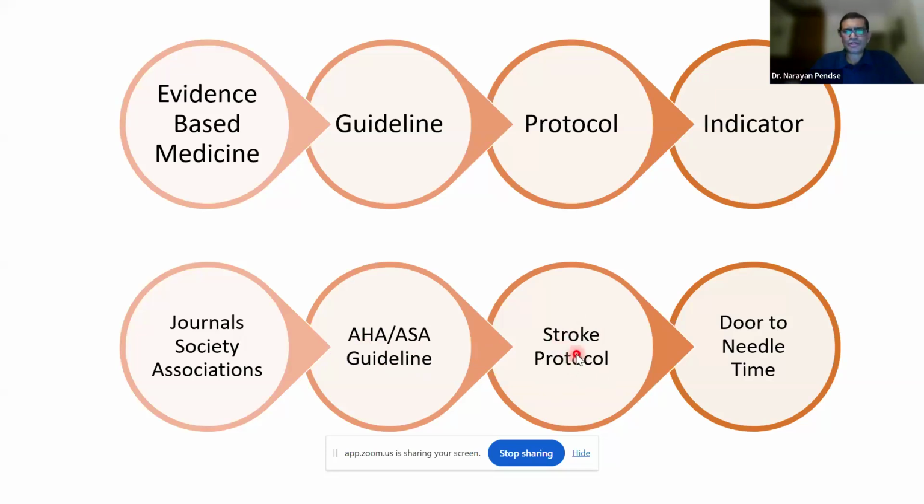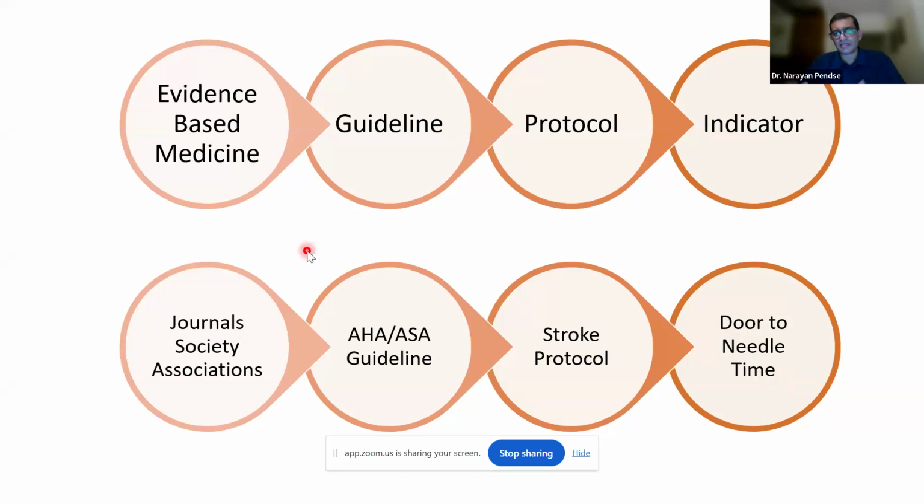And this stroke protocol should at least be picking up the salient points of these guidelines. And from this stroke protocol comes what parameter you are expected to measure. For example, for stroke patients, neurological stroke patients, it would be door to needle time. That is when the patient has presented to the hospital and when the thrombolytic agent has been administered. So this sequence or this chain of reasoning is very, very important for all of us to keep in mind.